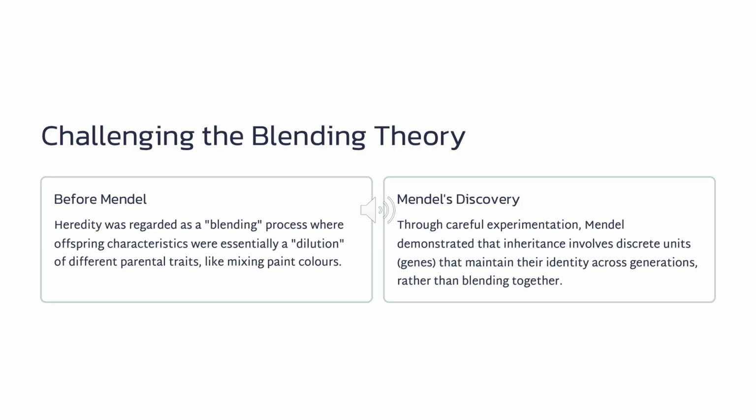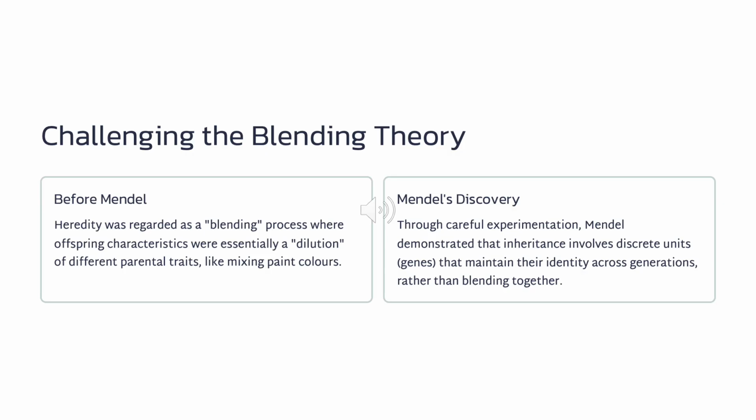So before that, heredity was regarded as a blending process, where they believed at that time that offspring characteristics were essentially a dilution of different parental traits, like when you mix paint colors, they combine together and then you could see the color of the combination, a mixing of those different colors. But then Gregor Mendel challenged that blending theory.